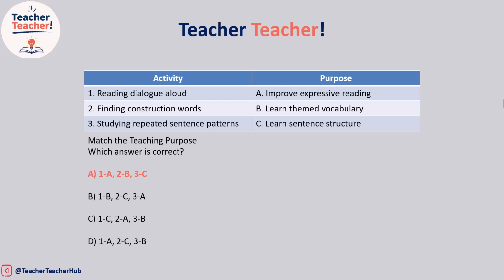Okay, so the answer is A. So let's check one by one. Number one says reading dialogue aloud. That's A, improve expressive reading. Number two, finding construction words. That's B, learn themed vocabulary. And number three, studying repeated sentence patterns. That's C, learn sentence structure.